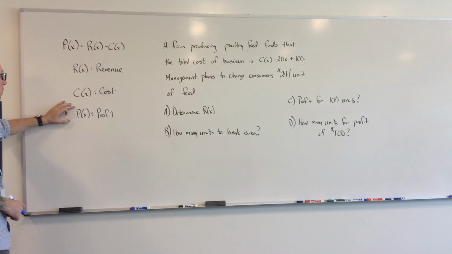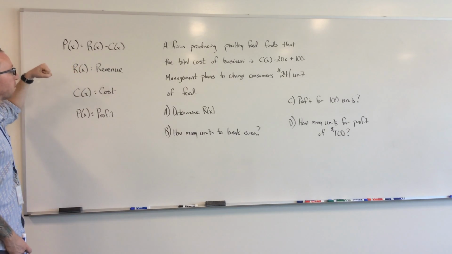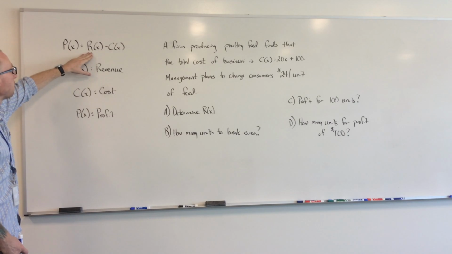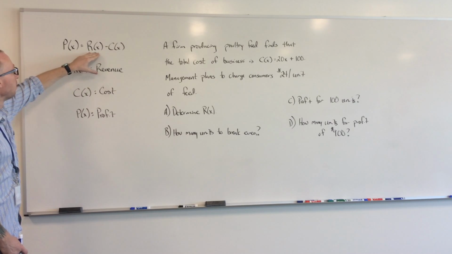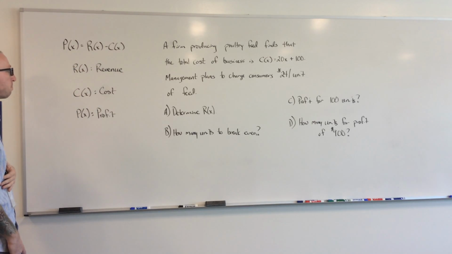Profit is the similar model we've seen our entire lives. Profit is money coming in minus money going out. So profit P of X equals money coming in, that's R of X, minus cost function C of X, that's the money going out, what it costs to do business.